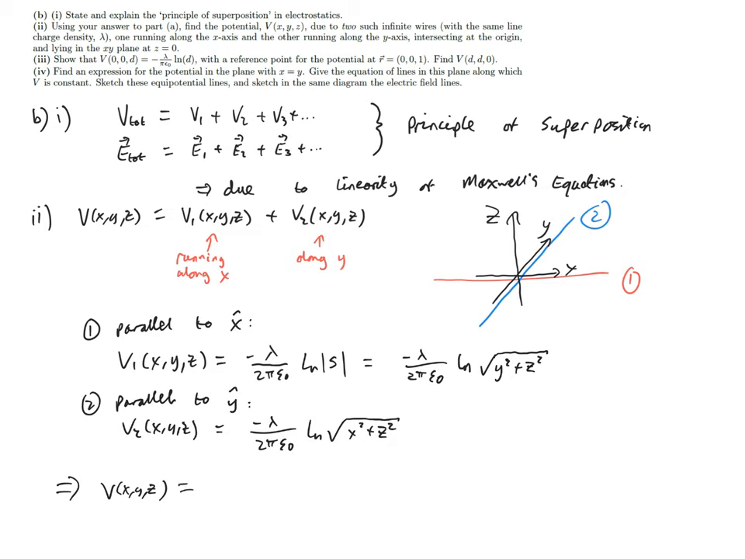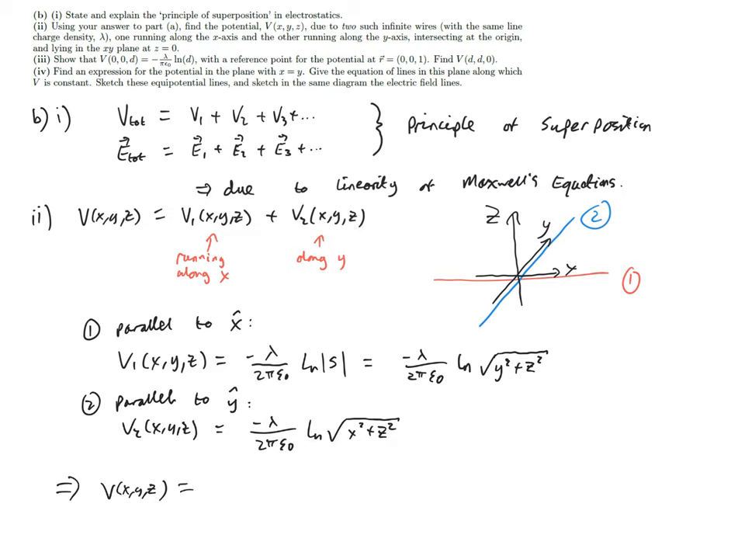And if we're looking at a potential at x equals 0, y equals 0, z equals 1, that's a special case of the equation that I've written down here in part three, with d equals 1. Log 1 is equal to 0. So indeed, the potential is equal to 0 at this point. So the answer I've given there is already the correct result for this reference point to the potential.